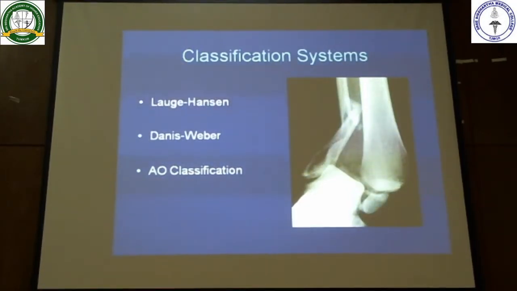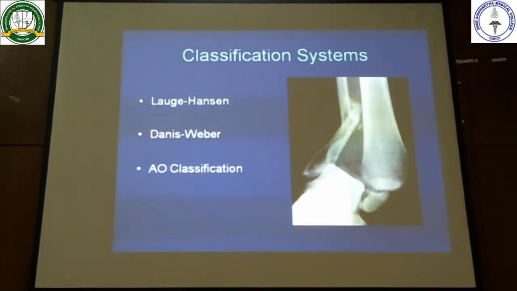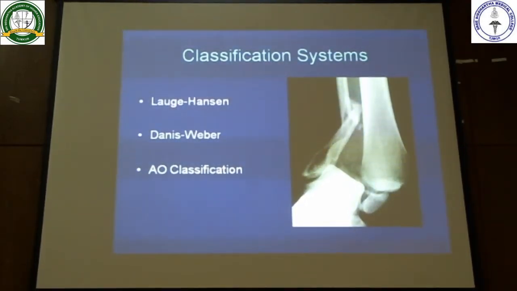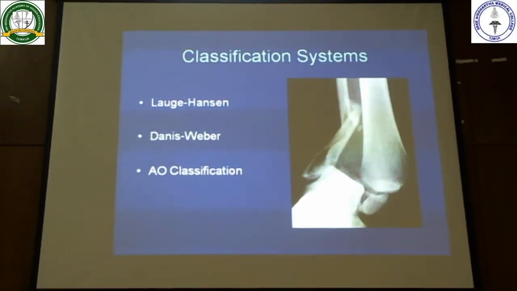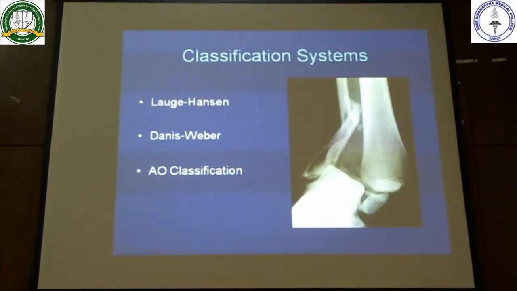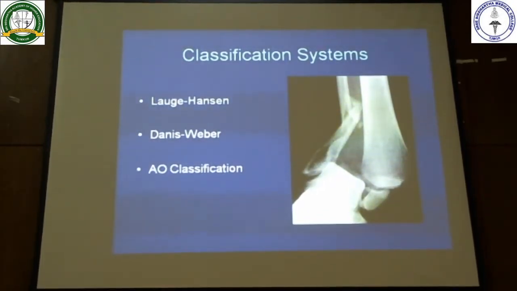Coming to the classification of ankle joint fractures, this is one important point. They might ask you as a short note or something. Most important is the Lauge-Hansen classification, the first one mentioned there. The second one is the Danis-Weber classification, and the third one is the AO classification. But most commonly asked and most commonly used in day-to-day practice is the Lauge-Hansen classification. We'll just see briefly about those things.